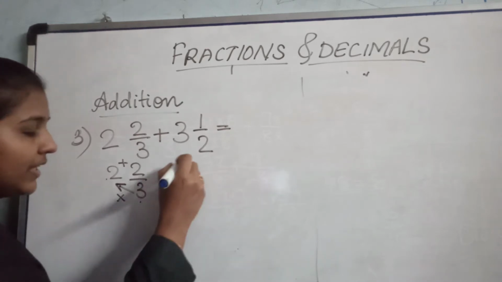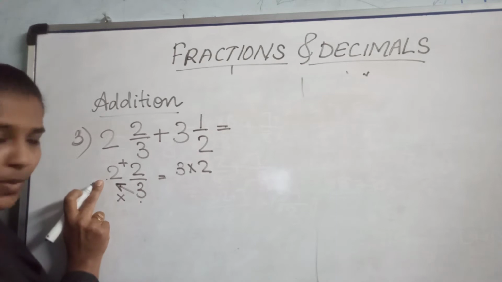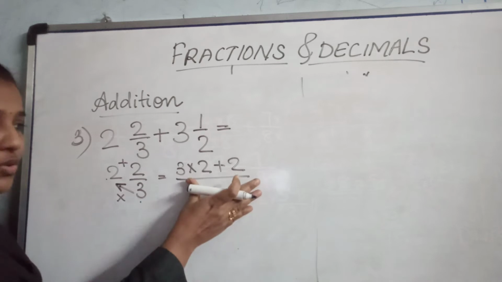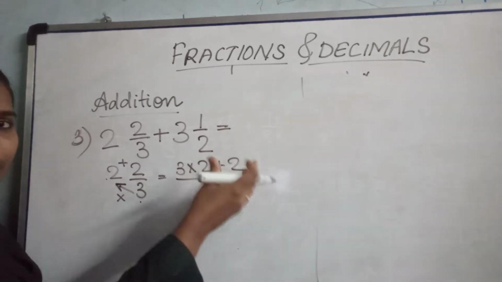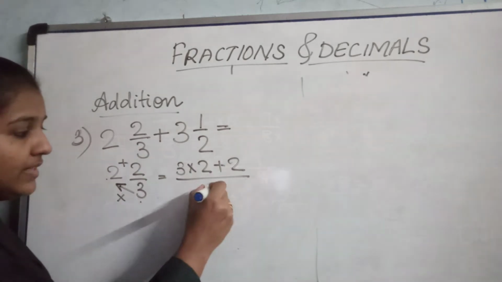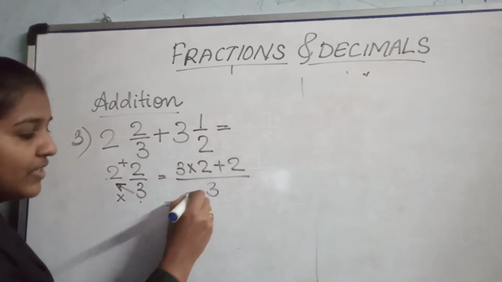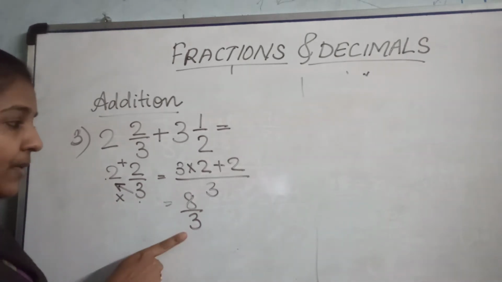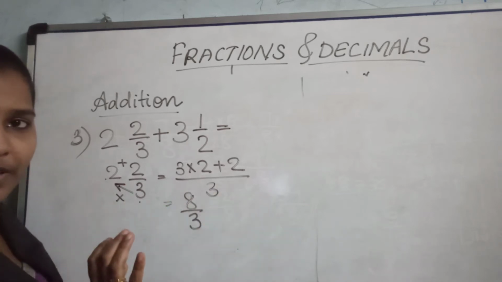That is 3 into 2. 3 is the denominator, 2 is the whole part, plus 2, the numerator. This will be the new numerator. And then you can write the same denominator here. So 3 2s are 6, 6 plus 2, 8. So 8 by 3 is the improper fraction for this mixed fraction. Okay, this way you can convert this mixed fraction to improper fraction. Got it?